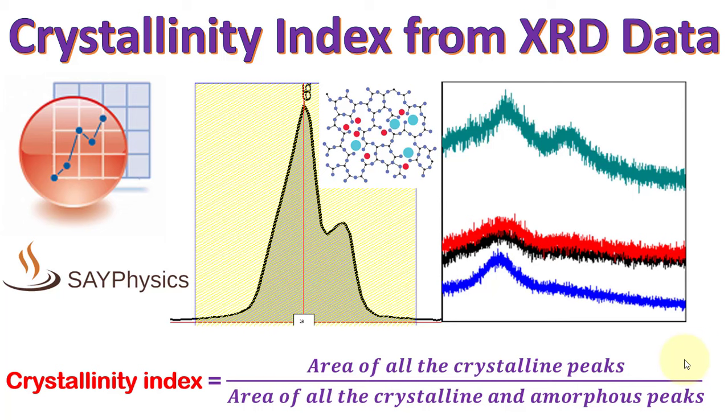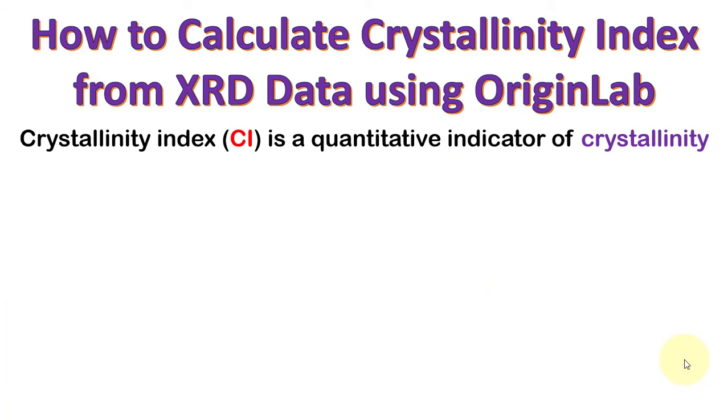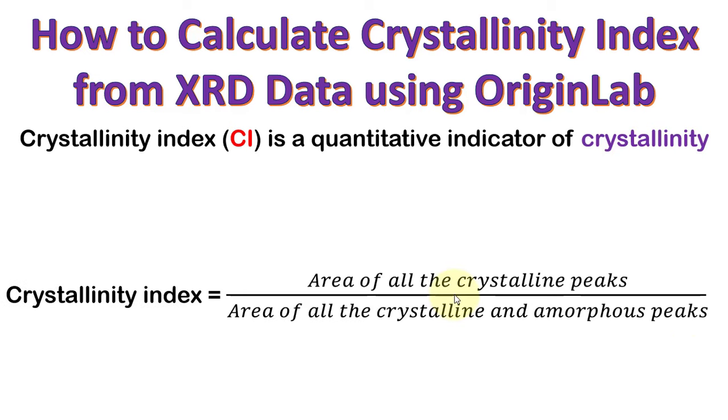In this video, we will discuss how to calculate crystallinity index from XRD data using Origin. We define the crystallinity index as a quantitative indicator of crystallinity. The crystallinity index can be defined as the area of all the crystalline peaks divided by the area of all the crystalline as well as amorphous peaks.